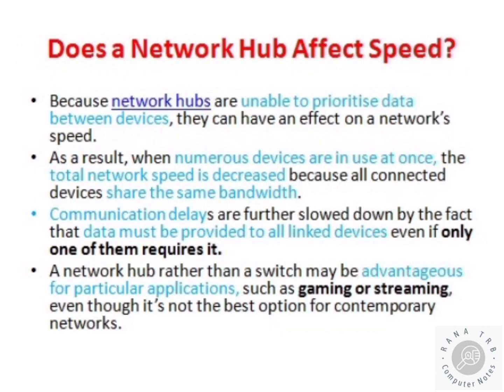Next one is, does the hub affect the speed of the network? Yes, because it is unable to prioritize the data between the devices, that is, which data should reach the devices first. And next, numerous devices connected at once will decrease the total speed because all the devices are using the same bandwidth. And next one is communication delay. Why is the communication delayed? Because data is provided to all the linked devices, not to that particular device. So this network hub is not advantageous for gaming and streaming.